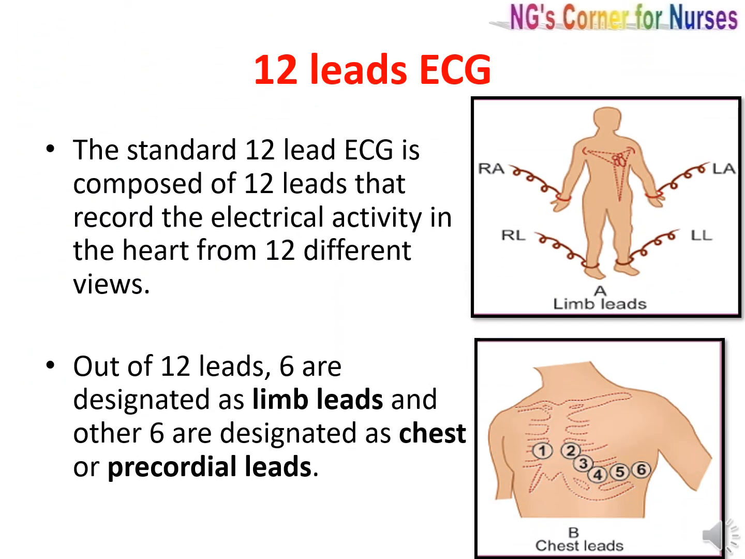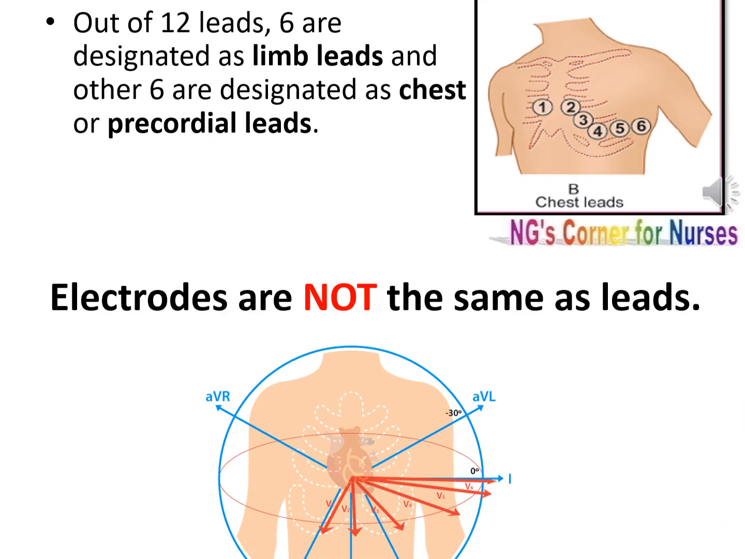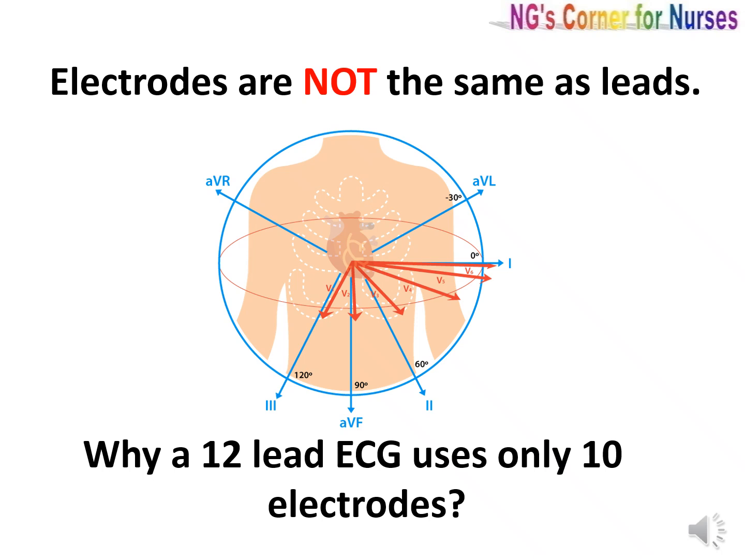The standard 12 lead ECG is composed of 12 leads that record the electrical activity in the heart from 12 different views. Each ECG lead provides a unique picture of the electrical impulses transmitted from the heart to the surface of the body. Out of these 12 leads, 6 are designated as limb leads and the other 6 are designated as chest or precordial leads. Be aware that electrodes and leads are not the same.